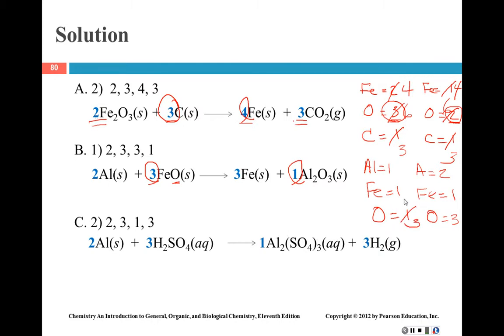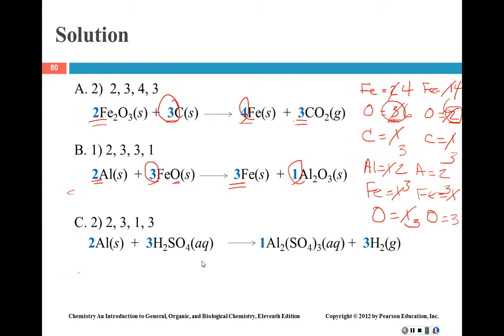And then irons are balanced, so I have to look at aluminum. I have 2 aluminums over here, so I multiply that one by 2, which gives me 2 aluminums. And then my irons, I had to multiply this iron oxide by 3, which changed that one. Whoops, changed that one to a 3. And so I have to multiply this one by 3 to give me 3, and that balances.